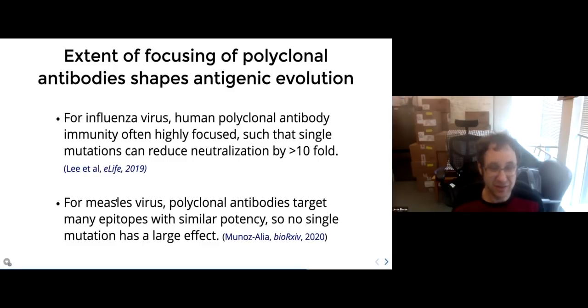In contrast, for measles virus, the polyclonal antibody response is much better balanced across many epitopes in the viral surface proteins with similar potency, so that typically no single mutation has a large effect on neutralization. Instead, you need many, many different simultaneous mutations knocking out many of these epitopes to get strong escape from neutralization. And although it's obviously impossible to prove the causes of an epidemiological phenomenon, I think these differences could be one important reason why influenza virus is so much more capable than measles virus of evolving to escape from antibody immunity.